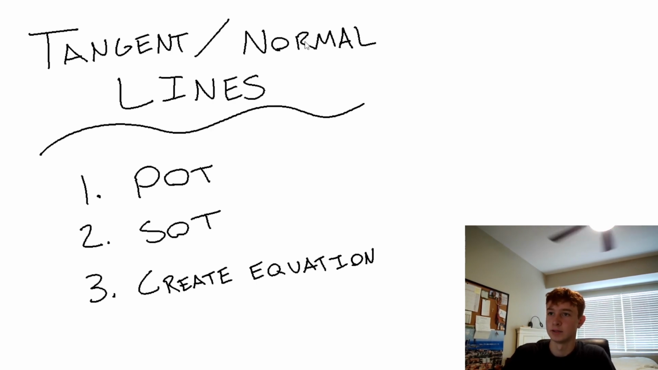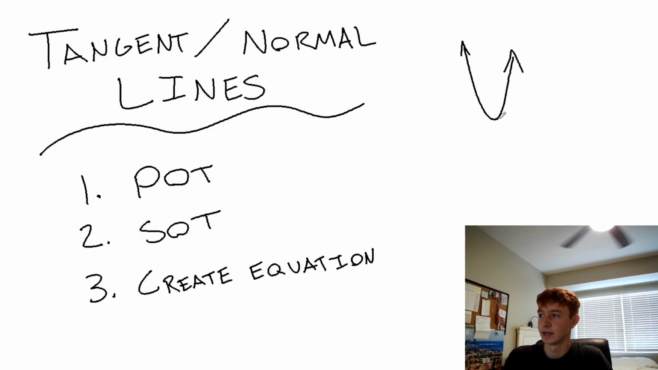Just to briefly mention this before we get into the first step, a tangent line is just a line that hits a graph at a point and is parallel to the graph at that exact point. And a normal line is the line that is perfectly perpendicular to the graph at that point.